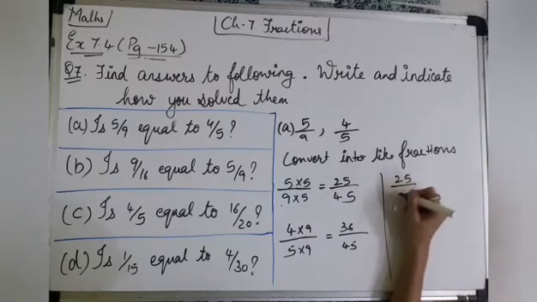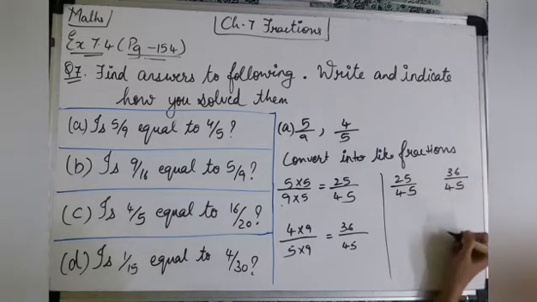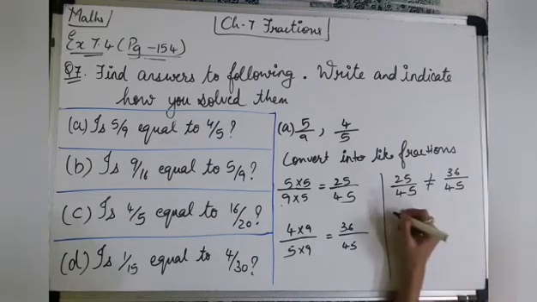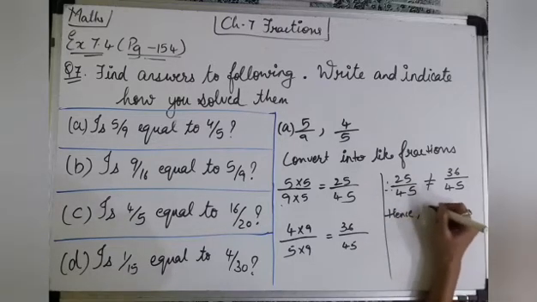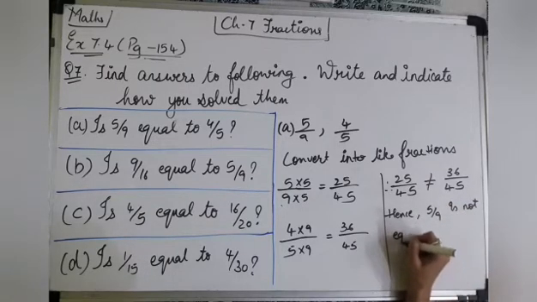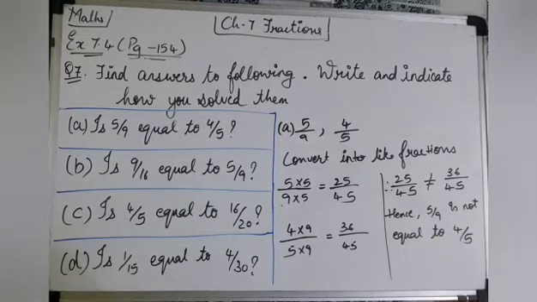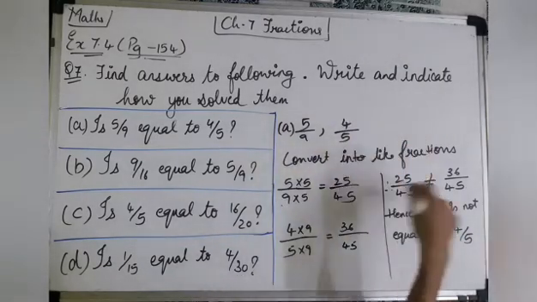So 25 upon 45 and 36 upon 45. Are they equal? No, they are not equal. 25 and 36 are not equal. So what will we write? Hence, 5 upon 9 is not equal to 4 upon 5. Right? Here we have indicated how we have solved it.